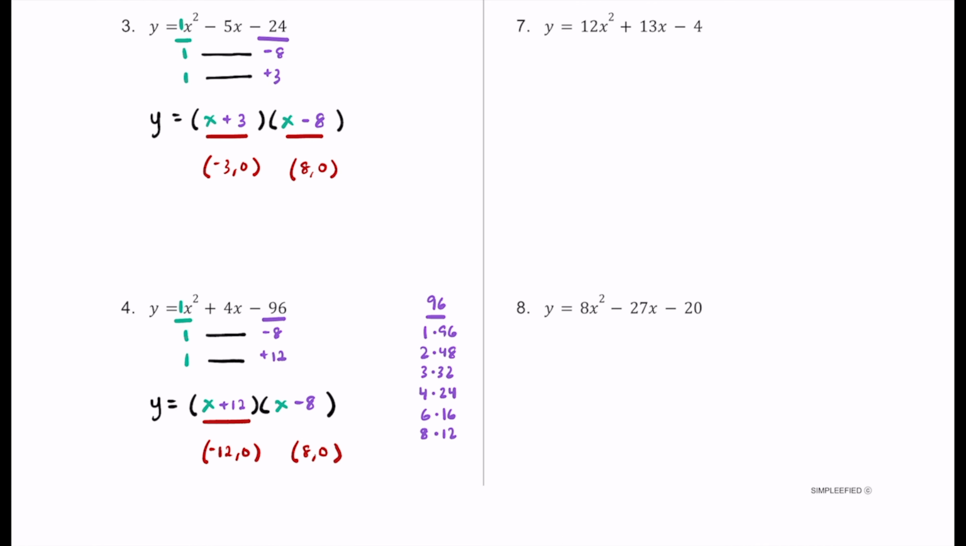Let's check out number 7. Number 7, we have y is equal to 12x squared plus 13x minus 4. Now 12 has a lot of factors. I'm just going to start with 4 and 3. Don't think too much about it. We can always change that later. This -4, I'm going to start with a -2 and a +2 and see how that works for us.